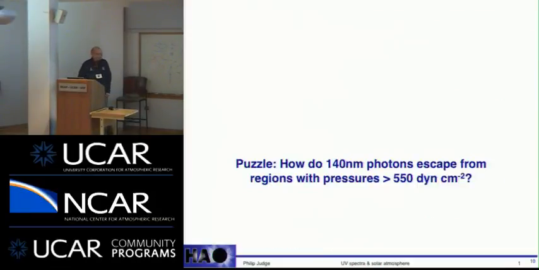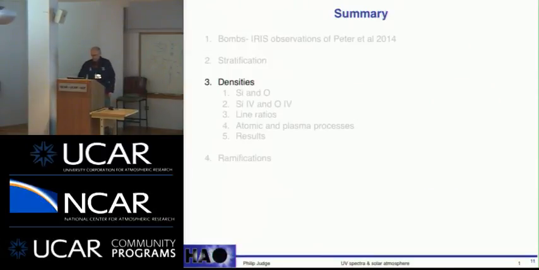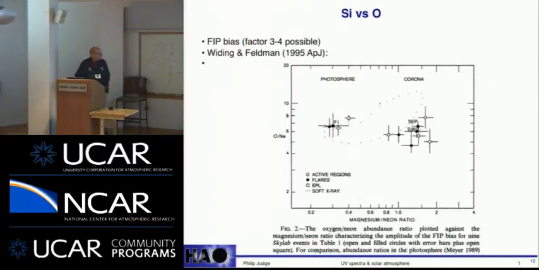How on earth do you get 140 nanometer photons escaping from regions with pressures above 550? Peter et al. claimed it was below 450. That's demonstrably wrong, I'll show you in a minute. But this is a basic problem here about spectroscopy, which I think needs to be emphasized. The densities, first of all, I'll skip over this because it's quick.